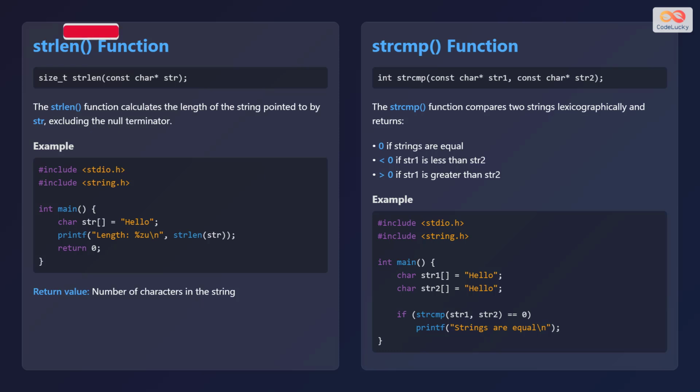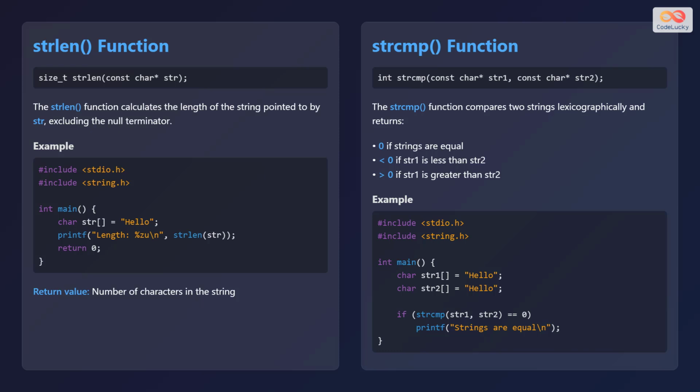Now let's discuss the strcmp function. The strcmp function compares two strings lexicographically. The syntax is int strcmp, const char pointer str1, const char pointer str2. It returns 0 if strings are equal, a value less than 0 if str1 is less than str2, and a value greater than 0 if str1 is greater than str2.